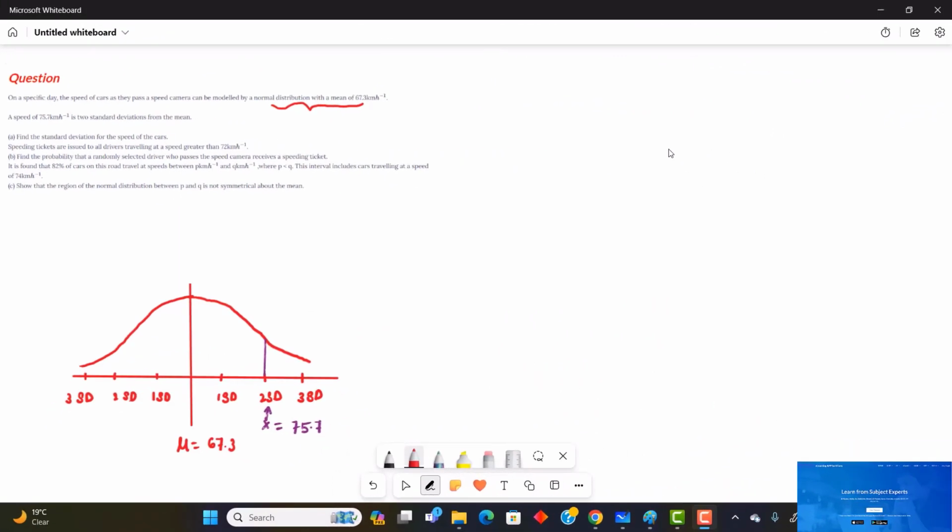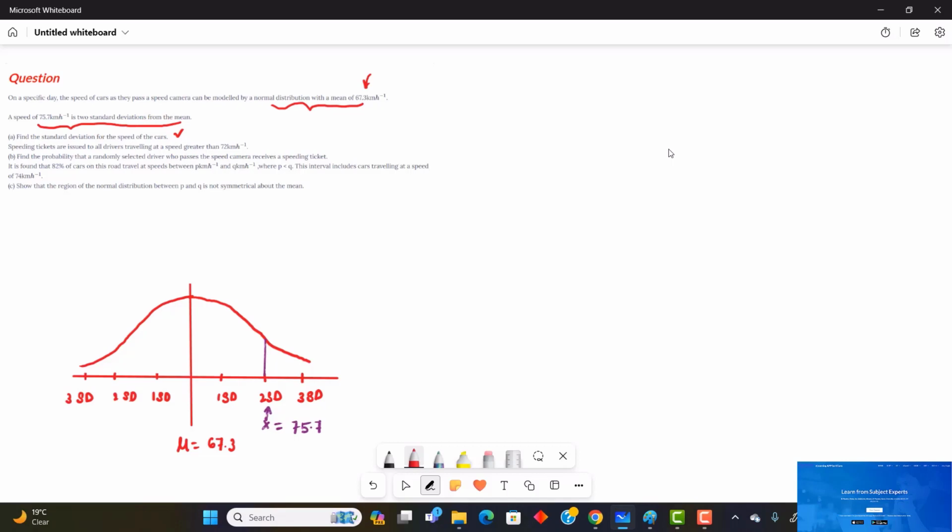The first part of the question is asking that if the speeds are normally distributed about the mean 67.3 kilometers per hour and 75.7 is two standard deviations from the mean, then what's the standard deviation of the speed of the cars?